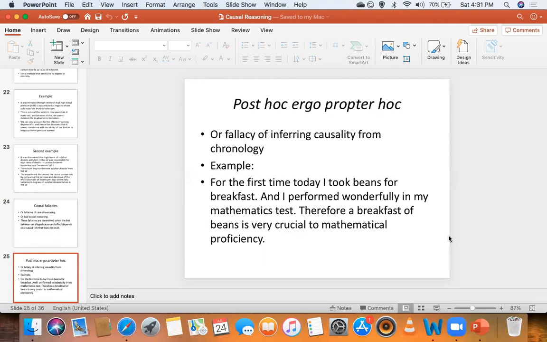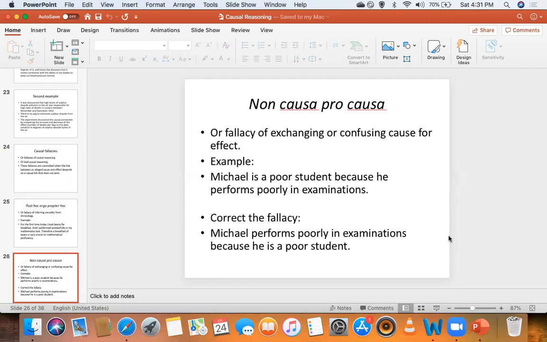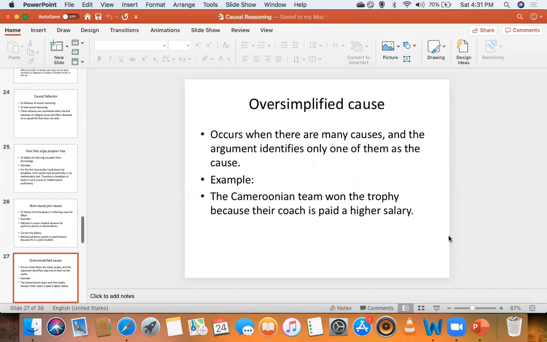The first one is post hoc ergo propter hoc. Just because A occurred before B doesn't mean that A must have caused B. And then the second one is non causa pro causa. If A caused B and you say that it is B that caused A, then you have committed non causa pro causa, which is to exchange cause for effect. Then we saw oversimplified cause, which is when there are more than one or many causes, and you identify only one cause or fewer causes than the number of causes that are necessary to explain the effect.